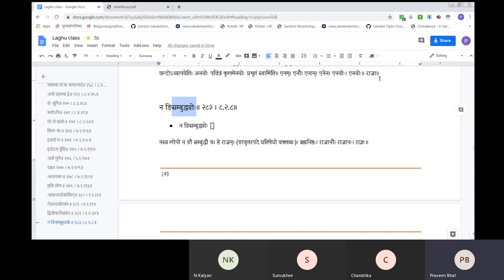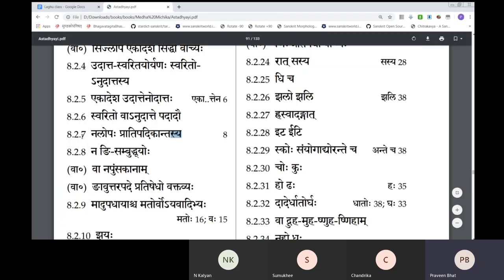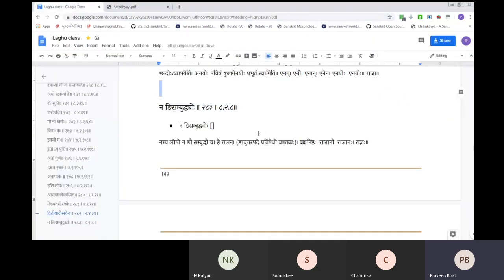But it is Raja, Rajanau, Rajanah, and He Rajan, He Rajanau, He Rajanah. So He Rajan, how did it happen? Because it is Sambuddhi, and in Sambuddhi, Nalopa should not take place. So after Nalopah Pratipadikantasya, the general case, the specific case is what? Na Ngi Sambuddhyoh. So you will not have Nalopa of the ending Nakara of Rajan, for example, in Saptami Ekavachana and in Sambuddhi. So you will get He Rajan.